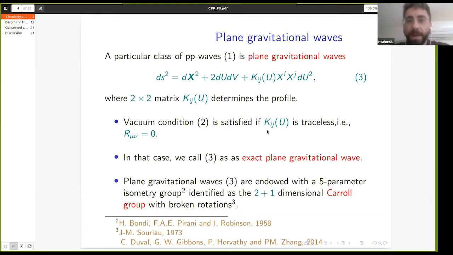And in that case, if K_ij is traceless, we call this spacetime an exact plane gravitational wave. Okay, so this is exact. It is not an approximate solution, so it is an exact plane gravitational wave. And what else is there for us? The symmetries are important. It is known that this plane gravitational wave, no matter whether it is a vacuum solution or not, is endowed with a 5-parameter isometry group called the 2+1-dimensional Carroll group with broken rotations.